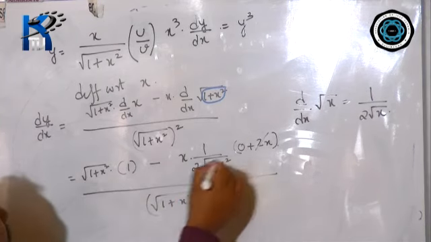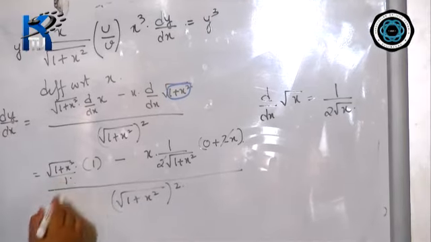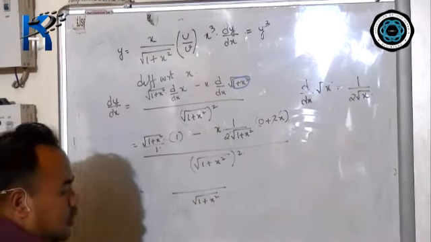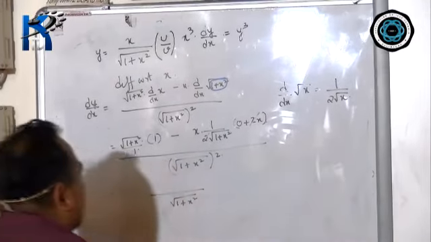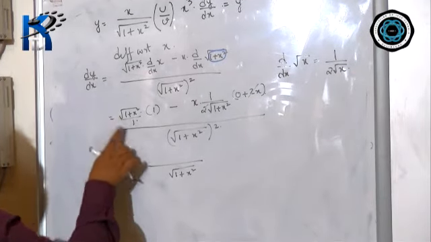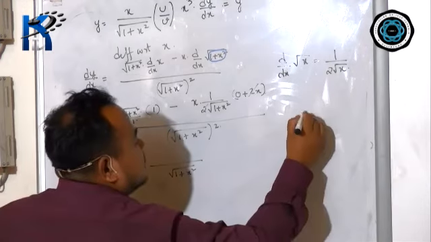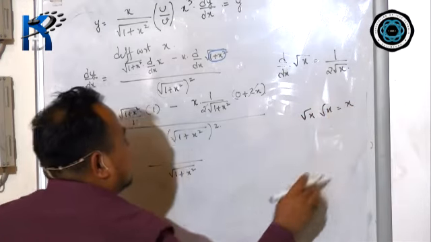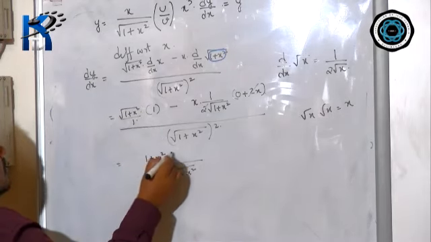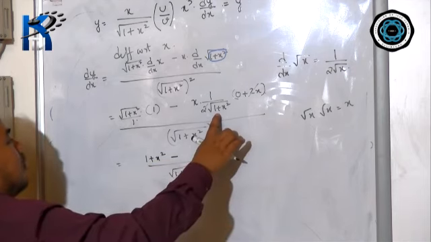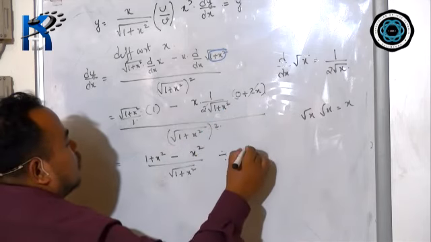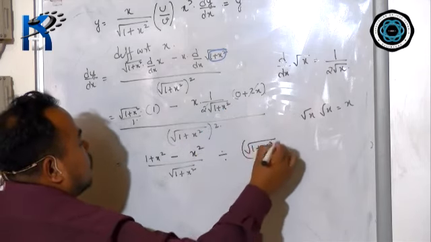Now see, 2 and 2 gets cancelled. What is the LCM of the numerator? It is root 1 plus x square. So since there is nothing in the denominator, you multiply the numerator with the LCM. So root 1 plus x square into root x into root x. Root x into root x is x. So the root gets cancelled. So root 1 plus x square into root 1 plus x square will give you 1 plus x square minus root 1 plus x square is already there. So x into x becomes x square. Divide the whole thing by root 1 plus x square whole square.